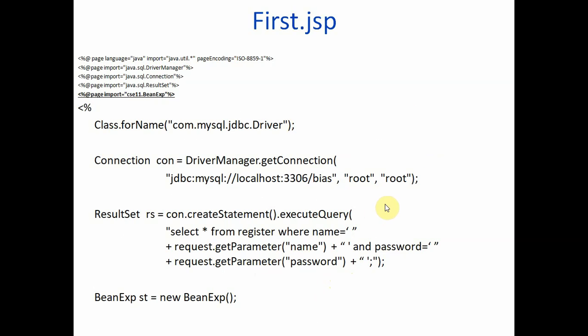We compare name and password with the table's name and password. This is the variable for name of the register table, and this is the password variable of the register table. And this is request.getParameter, which we have input through the text box. So we will compare it to see if it is correct.